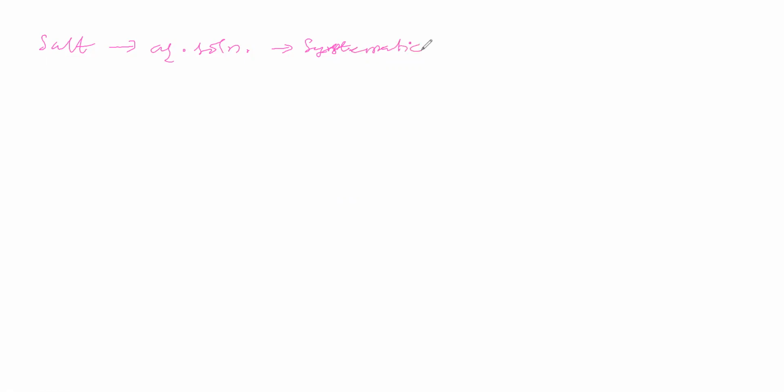What is the systematic manner? First we have to check group 1. If group 1 is absent, then only you have to go for group 2. If group 2 is absent, then only you have to go for group 3 and so on. So cationic analysis we must do systematically. First we have to test group 1.